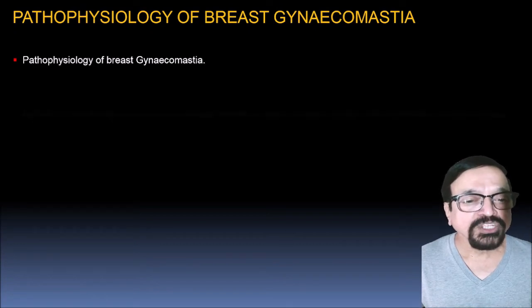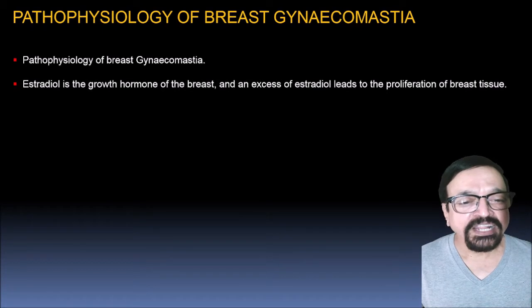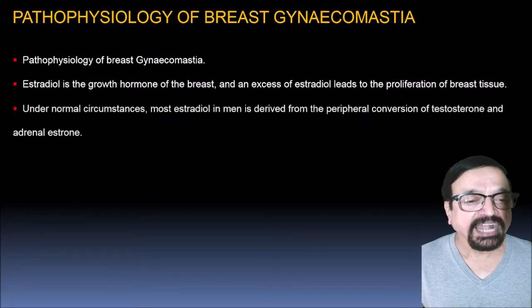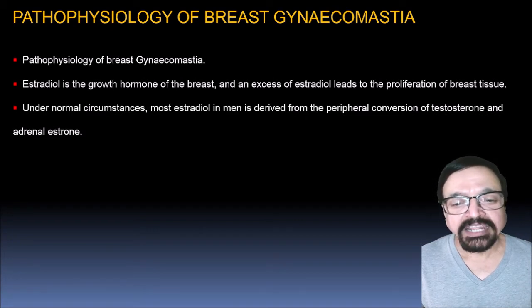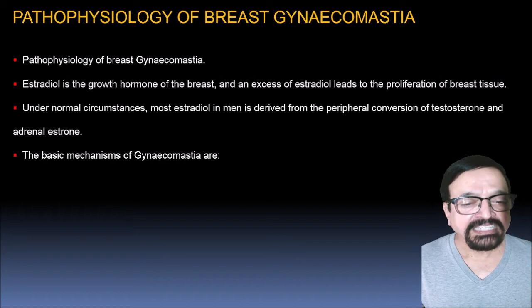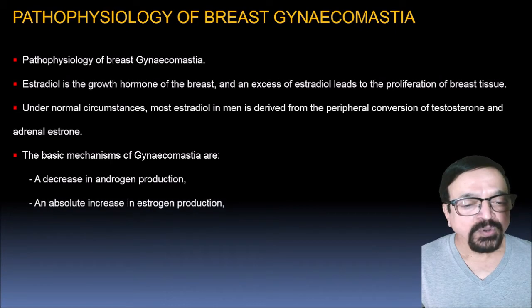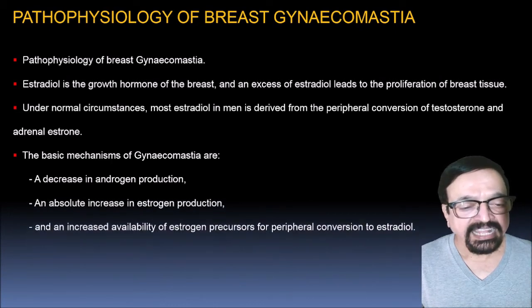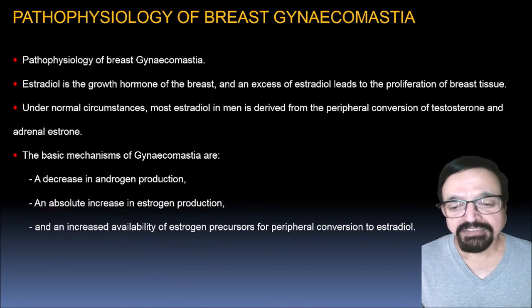Then what is the pathology of breast gynecomastia? Estradiol is the growth hormone of the breast, and excess of estradiol leads to proliferation of the breast tissues. Under normal circumstances, most estradiol in males is derived from the peripheral conversion of testosterone and adrenal estrogen. Then the basic mechanisms of gynecomastia are decreased androgen production, absolute increase in estrogen production, and an increased availability of estrogen precursors for peripheral conversion to estradiol.